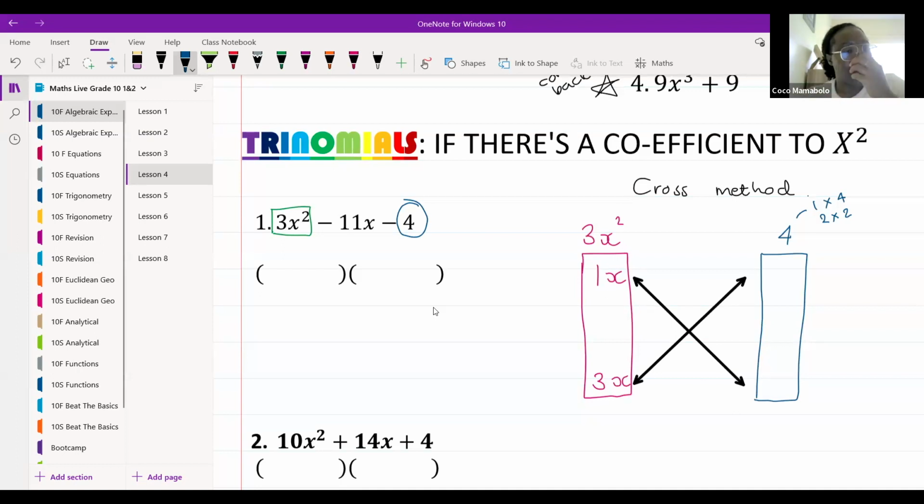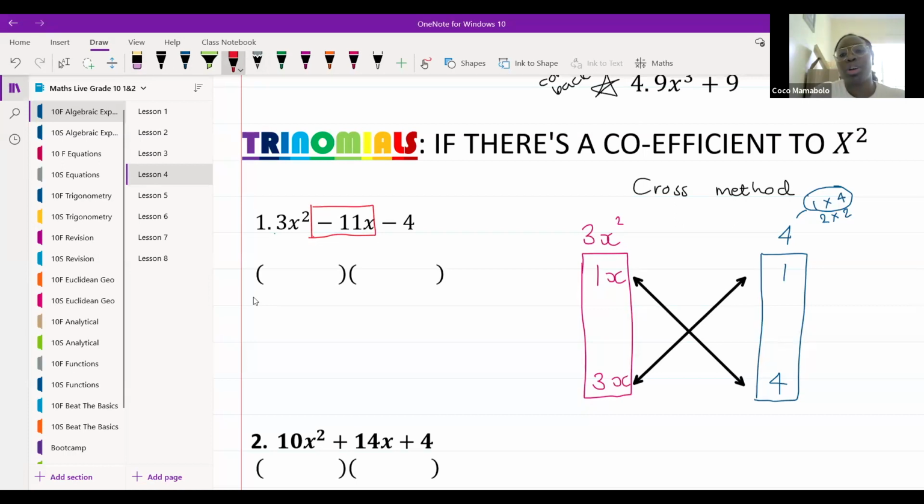Well done. Now, what we're going to do is play a little bit of trial and error. We're going to see what works and what doesn't. So here's what I'm going to do. I'm going to start with the factors 1 times 4, right? I'm going to put them here. I'm going to go 1 and 4. All right. Now, the goal of this whole exercise is for us to get negative 11x.